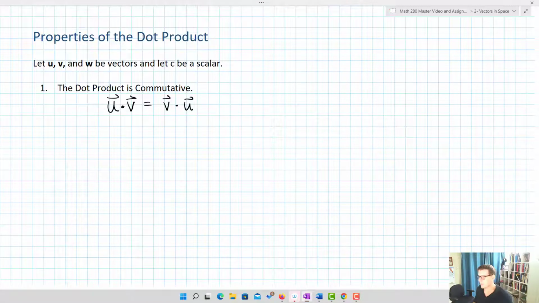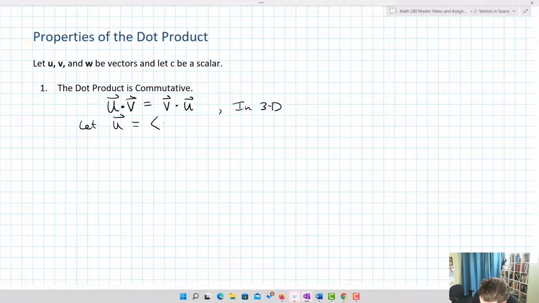We're going to prove this, and we're going to do a lot more proving inside of this particular chapter, because it's going to be helpful, and it's going to get you used to doing some advanced mathematics. So let's say, for example, that it's in 3D. So we'll let u equal u1, u2, u3, and v equal v1, v2, and v3.